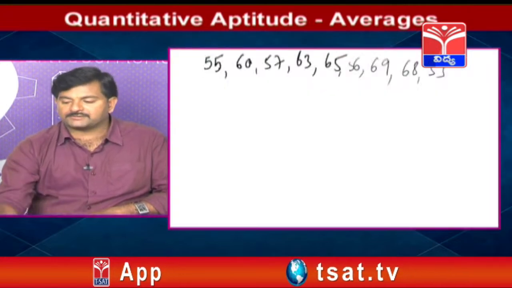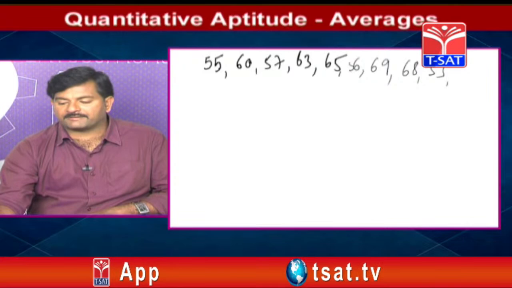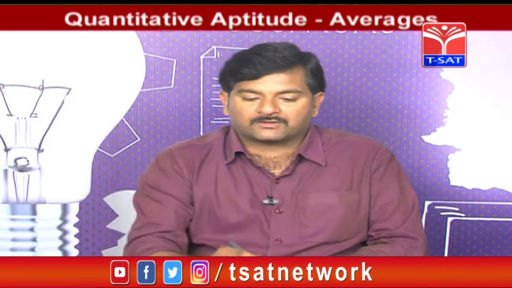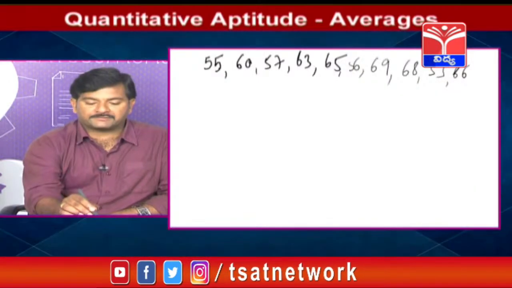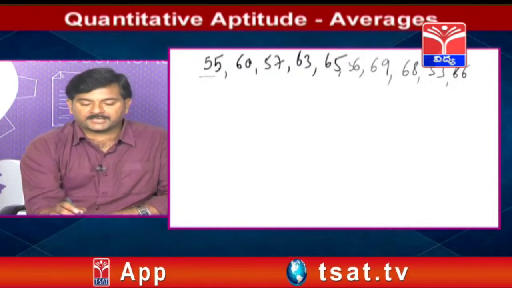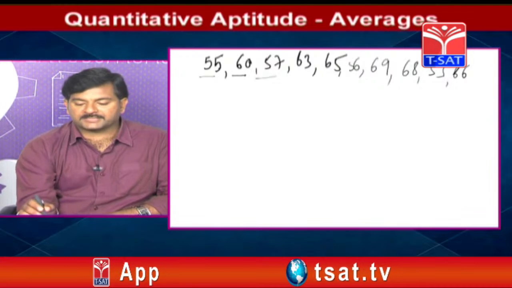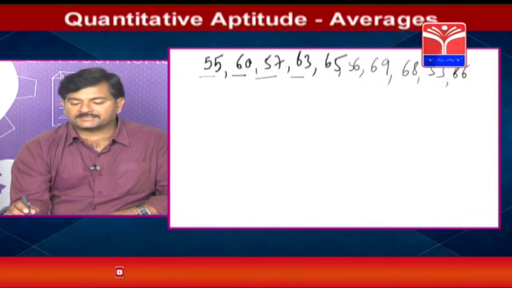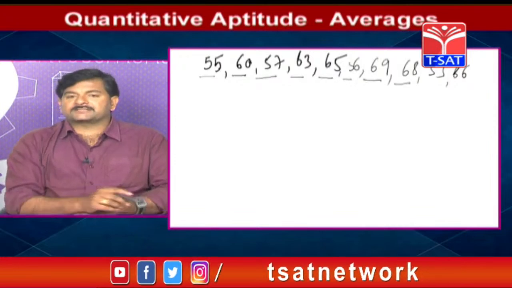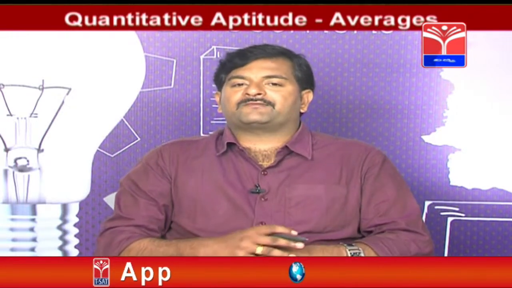Just observe all the values given: 2, 4, 6, 8, 10. There are 10 values available. The given values are 55, 60, 57, 63, 65, 56, 69, 68, 53, 66. Usually to find the average of these numbers, in general you do the sum of the observations divided by the number of observations.